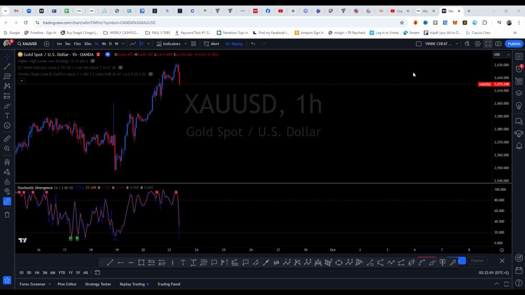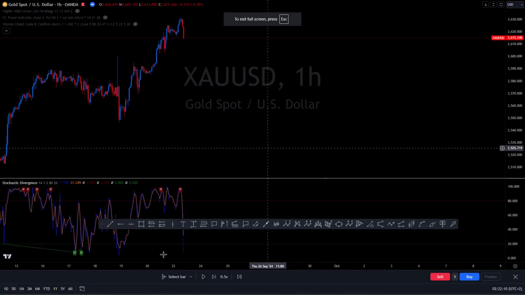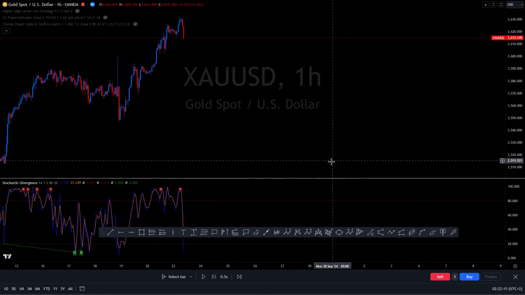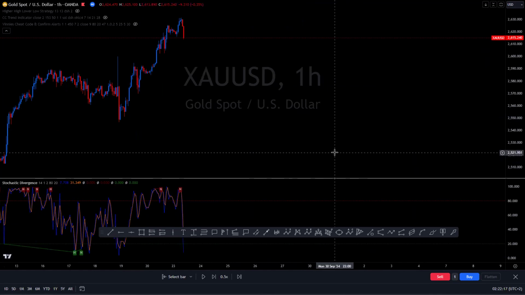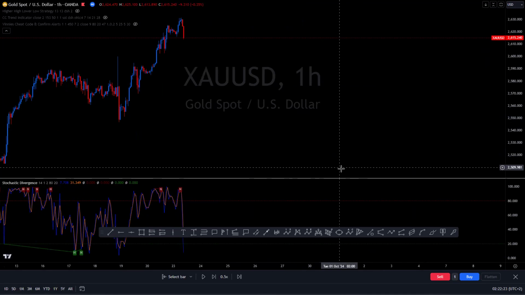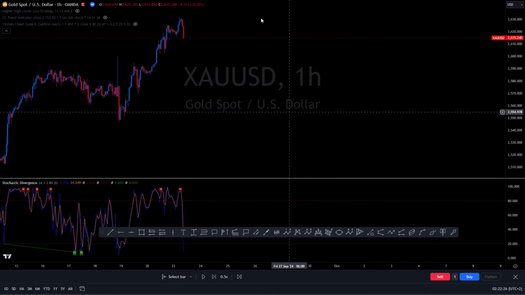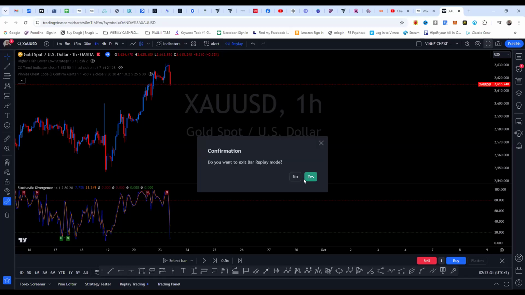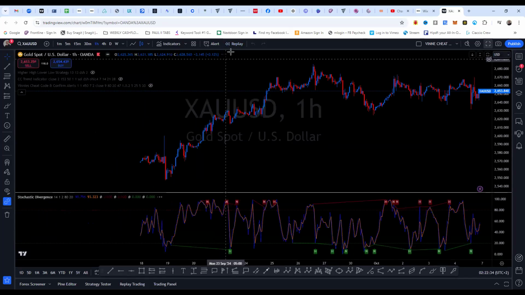Okay, so for this example, we're going to be trading on gold. So let's get started. The first example, we're going to be trading from the 1 hour time frame to the 15-minute time frame. And then we're going to do another example where we're going to trade from the 4 hour to the 1 hour. Okay, so that way we can get an idea of how both of those work. So let me go ahead and activate the replay tool here. You want to exit? Yes, that will be activated.